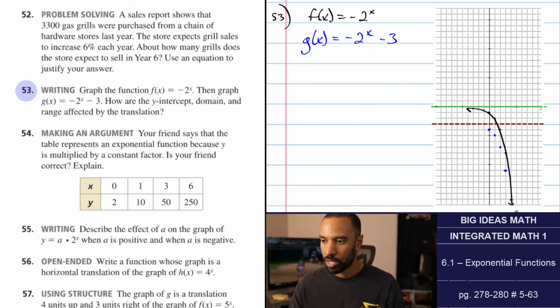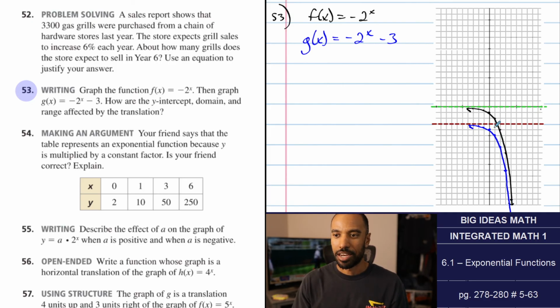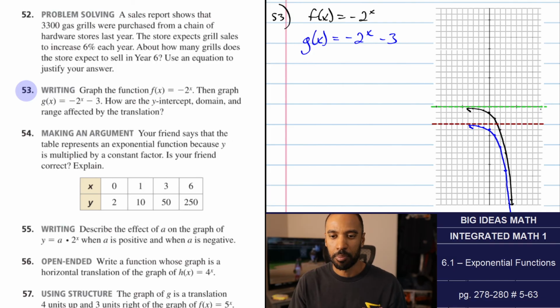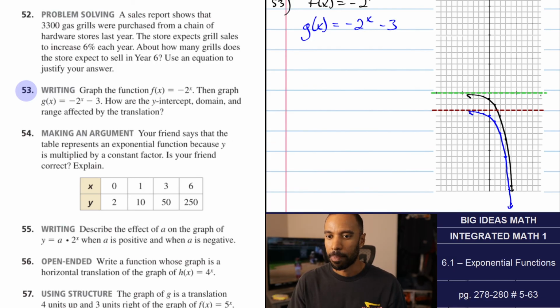1, 2, 3. Everything's 3 lower than it was before, right? And that's why copying and pasting would have been quite okay in that situation. So same graph, translated 3 units down. So there are the 2 graphs there. Those are actually pretty good looking, all told. Now, they don't mention asymptote, right? They haven't ever come up with that phrase for us yet.